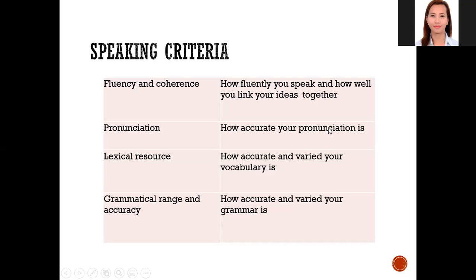Next, we have here the 4 criteria in speaking. We have fluency and coherence. The examiner would check how fluent you speak and how well you link your ideas together. And coherence is how you give your answer, whether your answer is appropriate to the questions. Okay? If you go off topic, you will be penalized in this criterion.